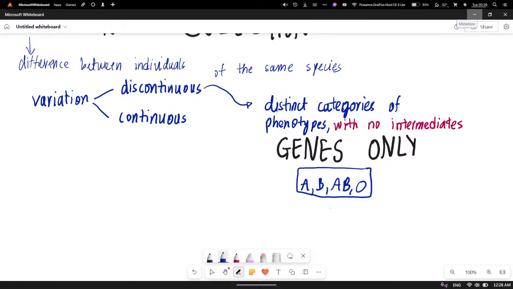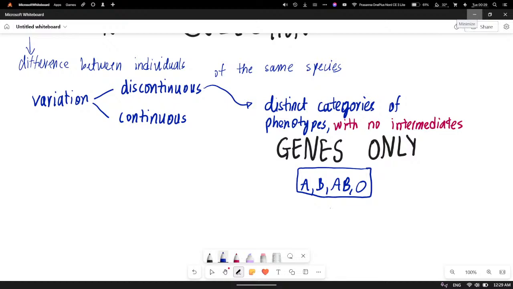That's all. Another example is presence or absence of horns in cattle. A cattle can either have horns or it cannot have horns. There's no intermediate, that maybe it has half horns, maybe it has one fourth the horn. It has horns or it doesn't. We also have wrinkled and round seeds in peas.